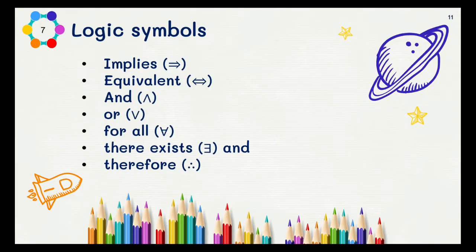Next, we have logic symbols. So, implies, if then. Okay? It's conditional. Consequences. Next we have equivalent, the same meaning. And then we have and, when you combine two statements. And then we have the or. And then for all, that is applicable to all, universal. And then we have there exists. That would mean you can find at least one. Okay? And then you have the therefore.